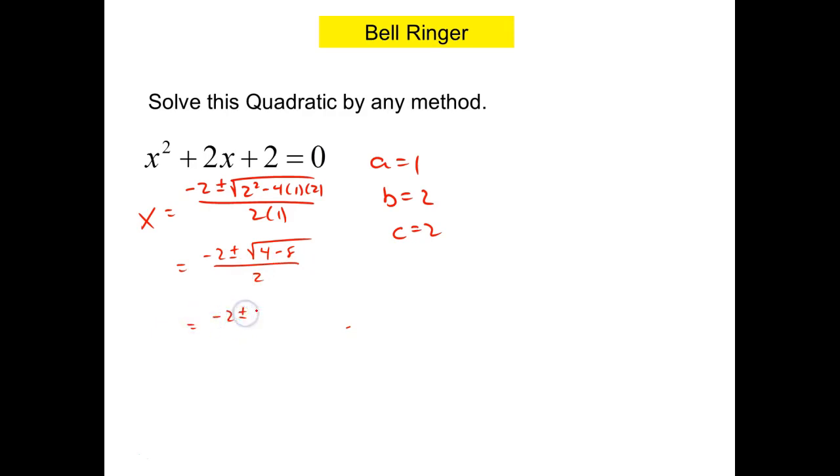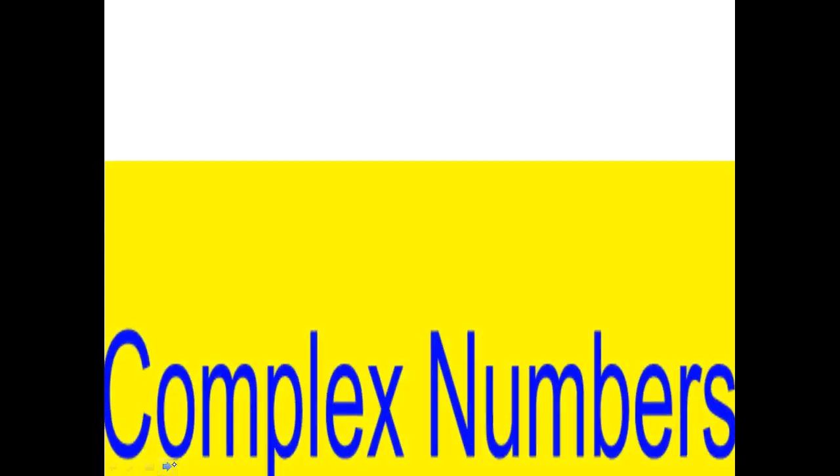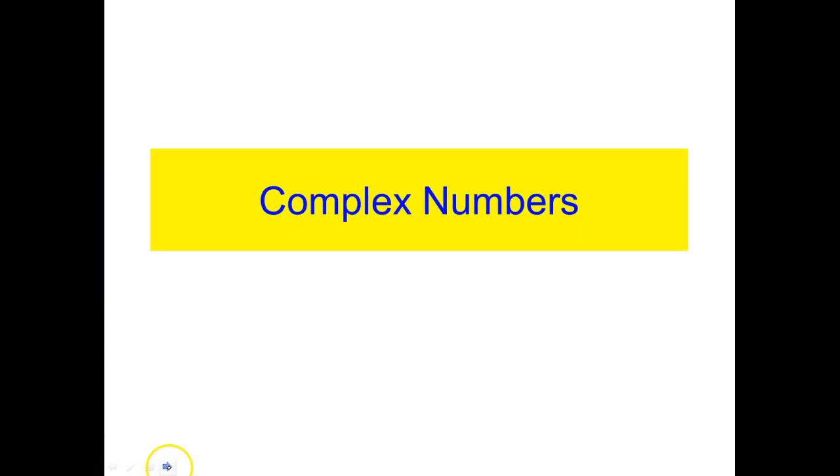Negative 2 plus or minus the square root of negative 4 over 2. At this point, we recognize that we have a negative square root, and we know that there are no real solutions, but this video is intended to give us a strategy. From here, we'll use what are called complex numbers. So let's get started. Today we're talking about complex numbers.